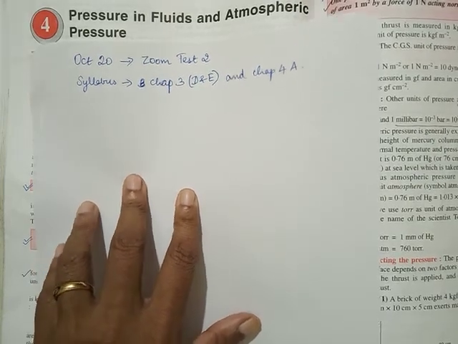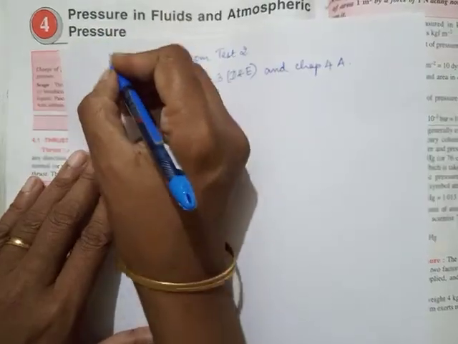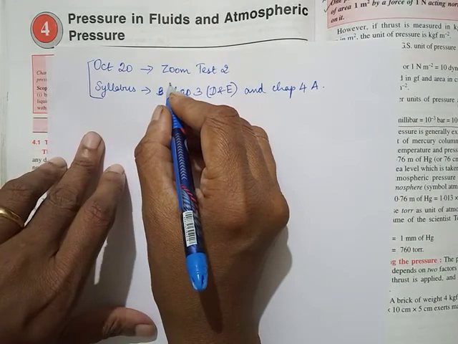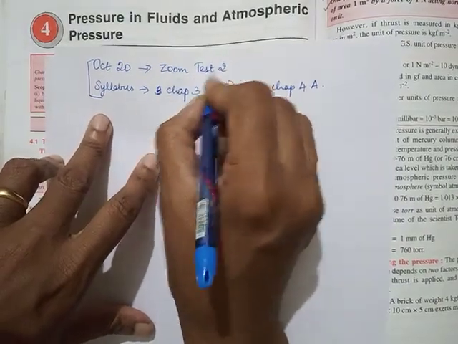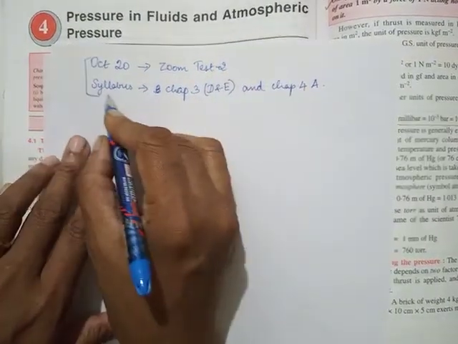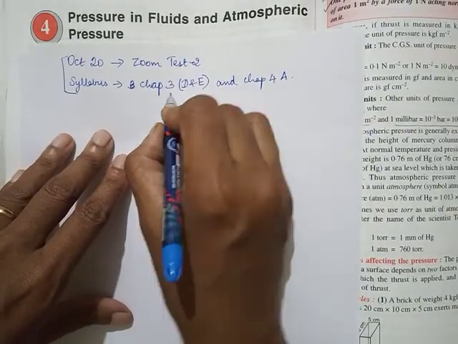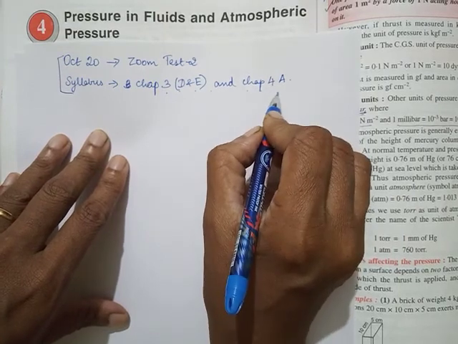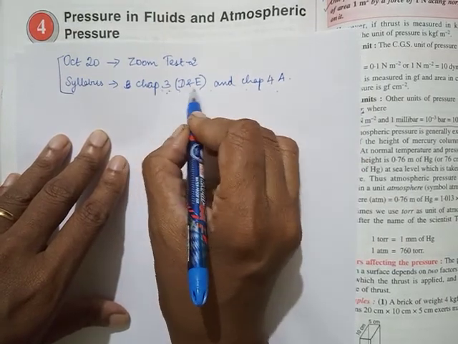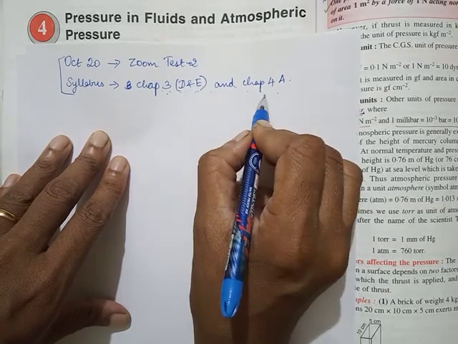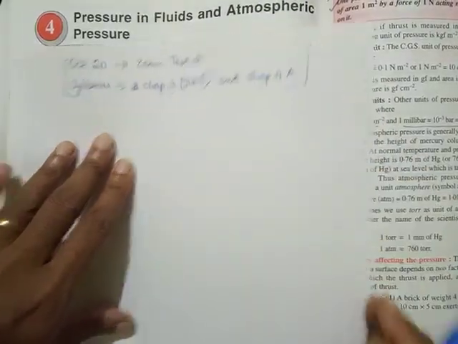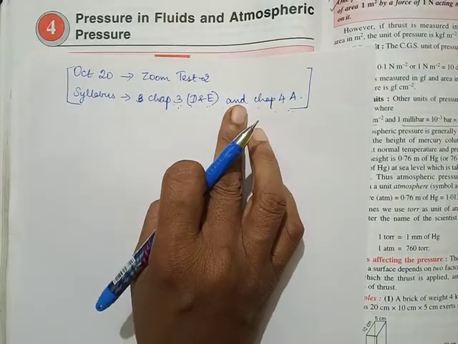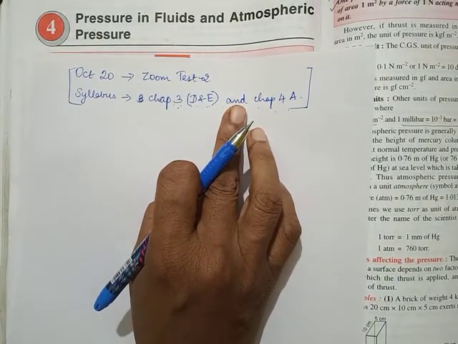I just want to give the information about your next test. It will be on October 20th, that is next Tuesday. Zoom test 2. Okay, so syllabus will be chapter 3, part D and E, and chapter 4, A part. Please note this and start preparing. The test will be on next Tuesday during Zoom class.